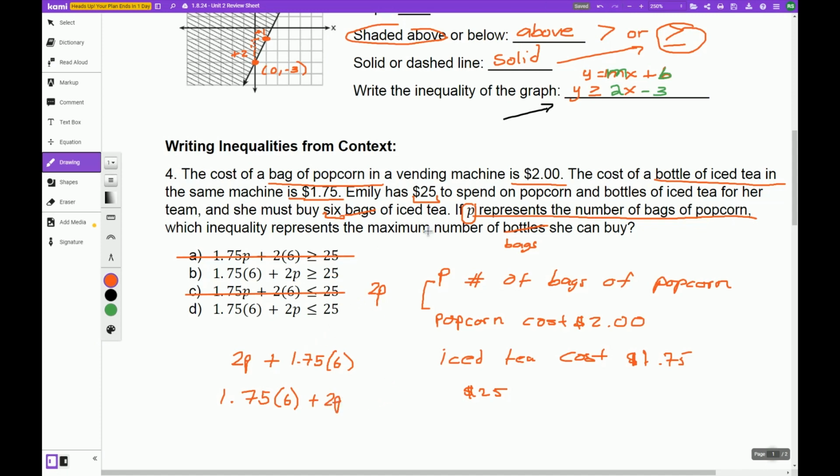Now, it also says at the end the maximum number. So if you guys remember from the chart, maximum means that she cannot go over $25. That makes sense: if she has $25, she can't spend more than that. So the amount you pay must be less than or equal to 25. So our correct option here is option D.